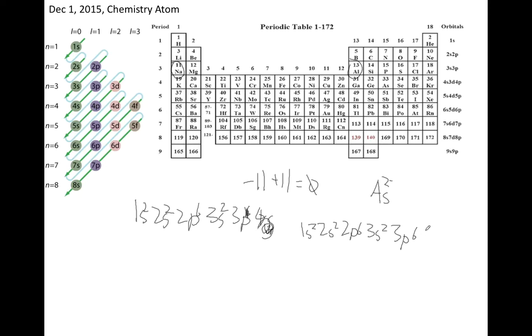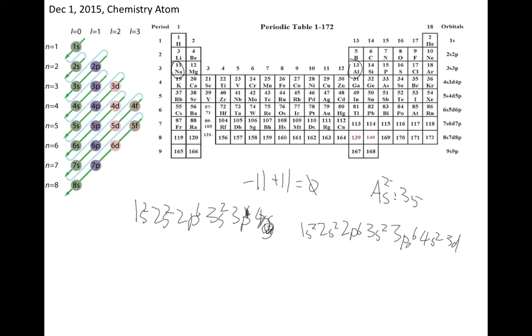3p6, 4s2. We're going along the arrow. 3d. I'm not sure if we need the 10. First of all, arsenic 2 minus. Arsenic will normally give you like 33 electrons. A neutral arsenic atom. 2 minus, it gains 2 electrons, so it's going to be like 35 electrons.